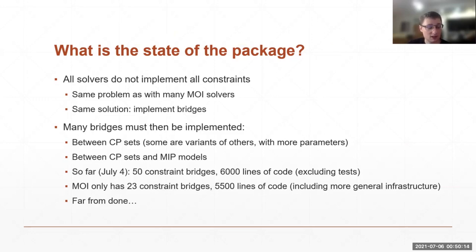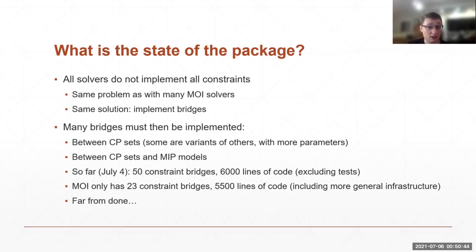For CP, it's better to write two kinds of bridges. First, between high-level CP sets, because some sets are just a variant of another. For example, for bin packing, you can add some weights, and that makes a new set. So you can make a bridge between two kinds of knapsacks. But you can also implement bridges between CP sets and MIP models, so that you can really enlarge the number of possible solvers for your model.